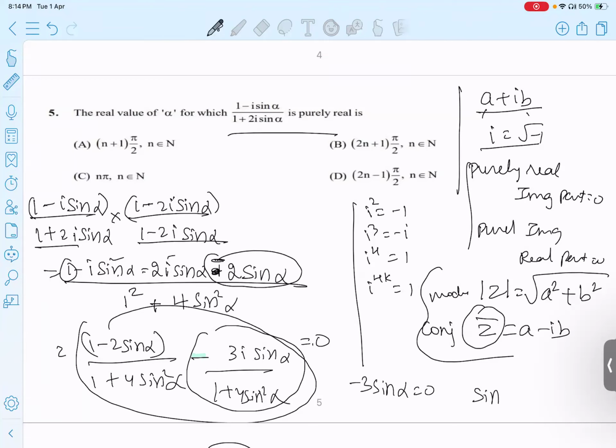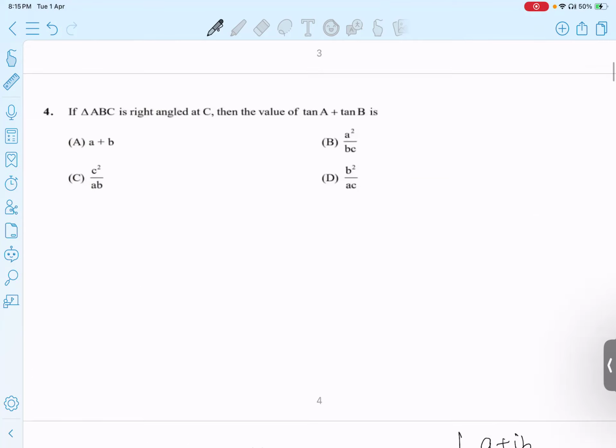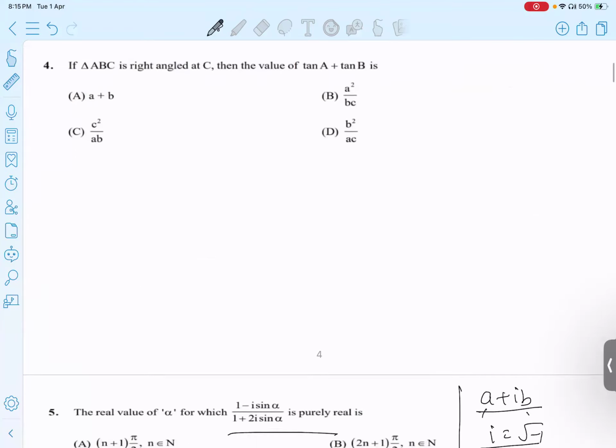My question is, when do we get sine alpha as 0? For what values of alpha will I get the sine as 0? As I discussed, sine n pi is 0. So what is the required answer? n pi is the required answer. Fine, students, we are running out of time. Quickly, we'll solve the remaining 4 problems, and then we'll wind up.